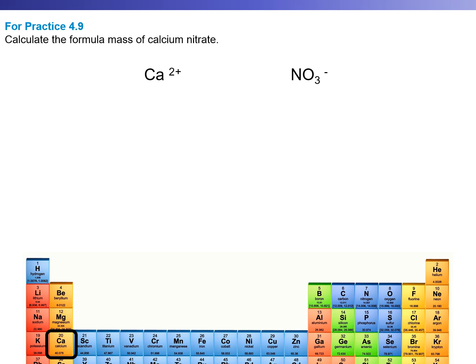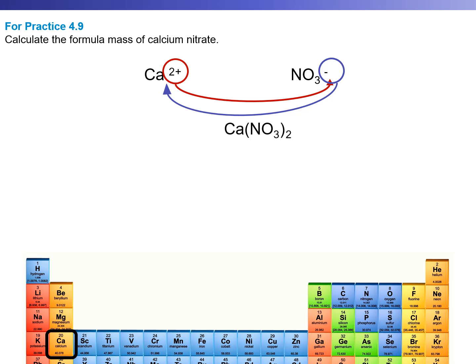All right, so now that we've identified our ions, we have to come up with a formula. So what are we going to do for this? We're going to do the old red and blue switcheroo. So we're going to take the value of what's in the superscript and switch it and put it in the subscript for the other element or the other ion. So we're going to have 1 calcium and 2 of those nitrates, and so our formula ends up looking like this.